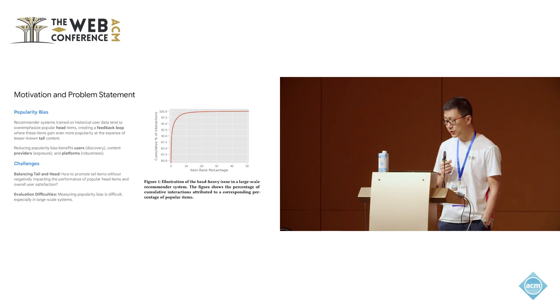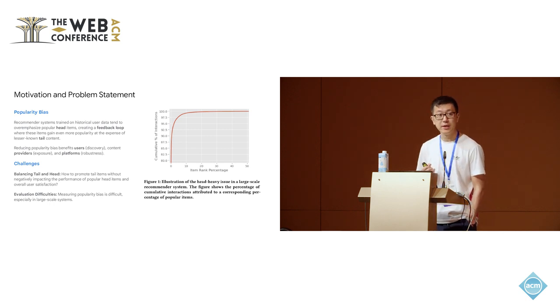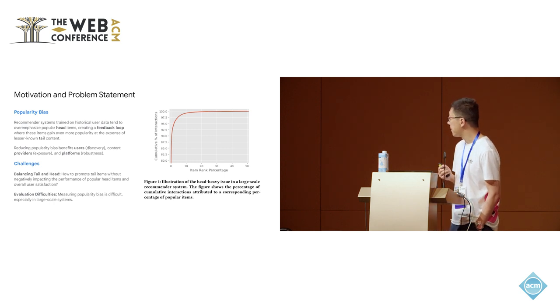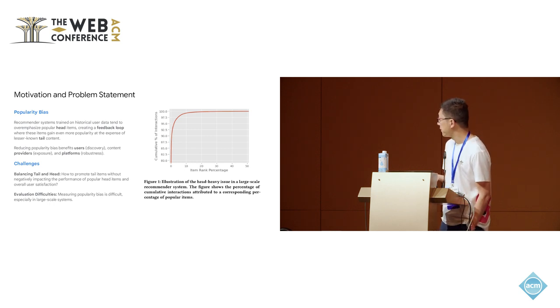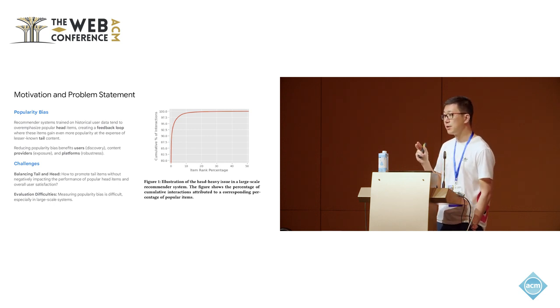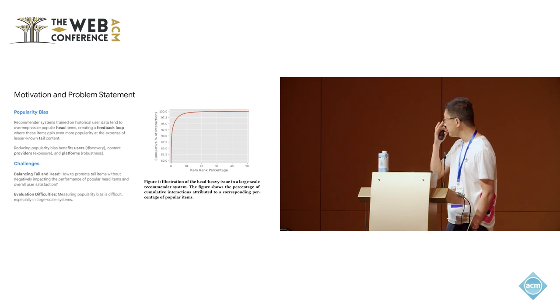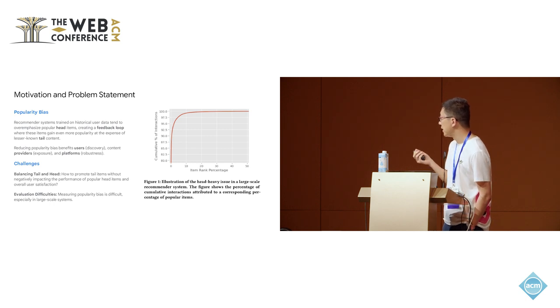If you look at the figure on the right, it's an illustration of this head-heavy issue in a popular recommender system. On the x-axis, it shows the item rank percentage, and on the y-axis is the cumulative percentage of interaction. For example, at the 5% point, the most popular 5% of the items contribute to about 97% of all the user interaction. So this head-heavy issue exists in a lot of large-scale recommender systems.